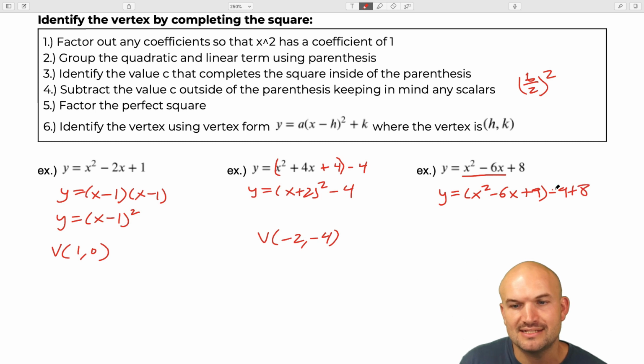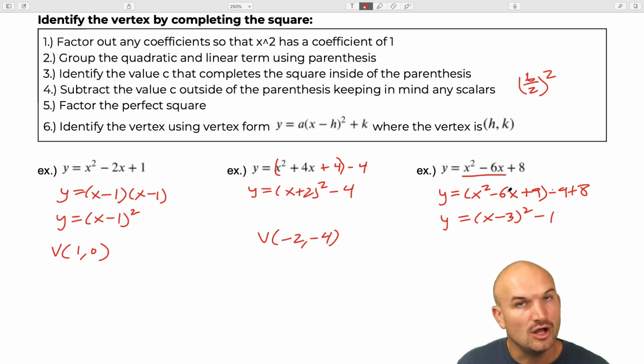And then we have a plus 8. So in this case, we have x minus 3 quantity squared minus 1. And again, all I did from there is I took this trinomial and I factored it down. So completing the square creates a perfect square trinomial that we can now factor to a binomial squared. So therefore, the vertex here is (3, -1).